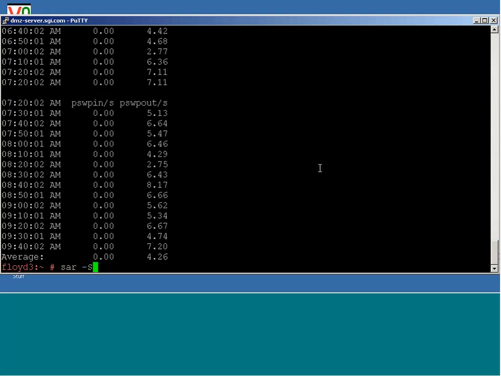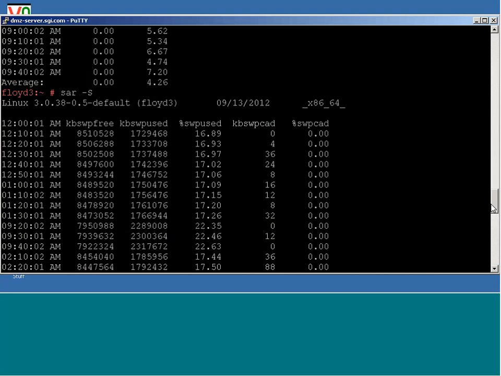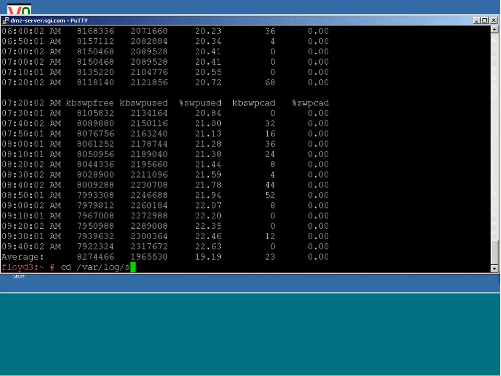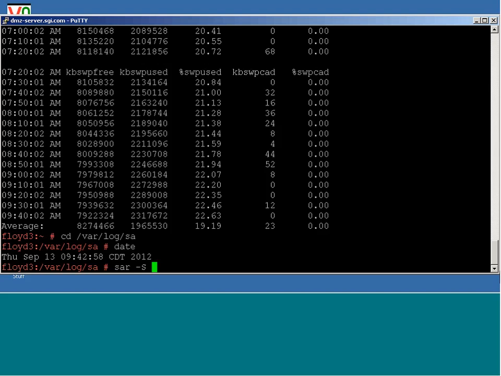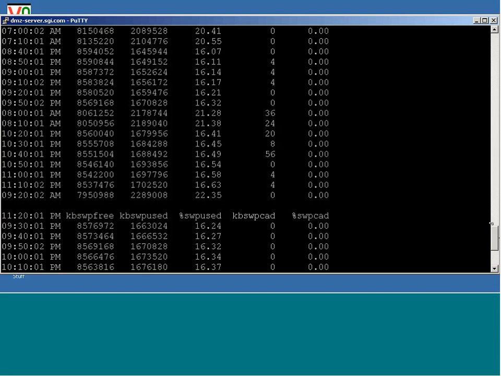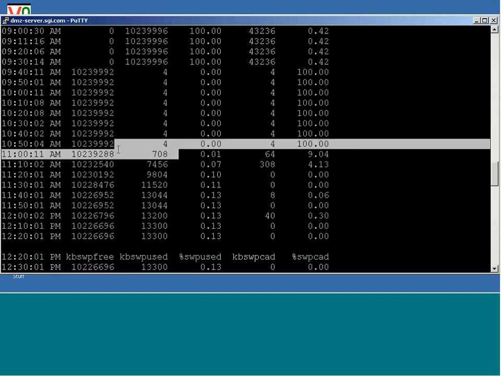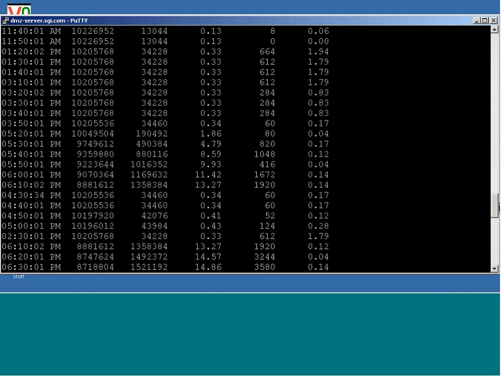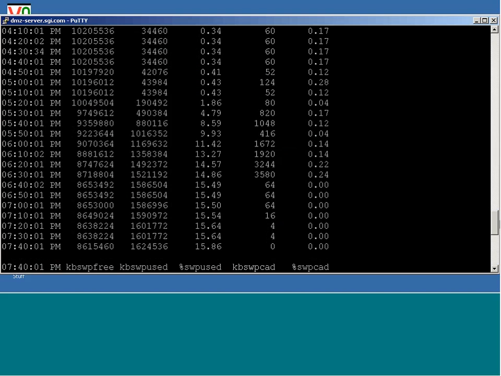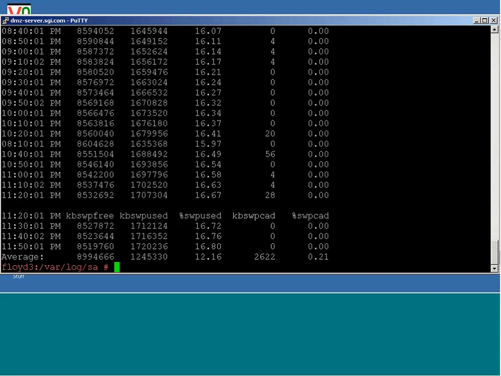I'm going to do a SAR -S, and I can see that it has been growing slowly. Let me go into /var/log/sa. I'm going to look at yesterday's date. Today's the 13th, so SAR -S -f on sa12. And I can see that this event kind of started about 11 o'clock yesterday morning. And then the real event started about 6 o'clock in the evening. And it's been slowly growing since.